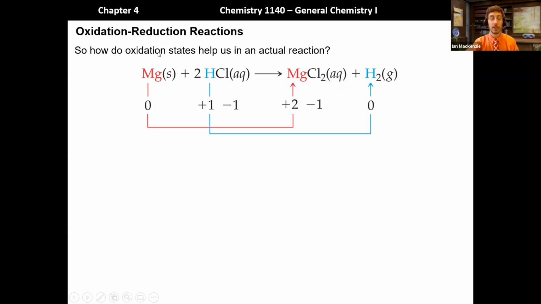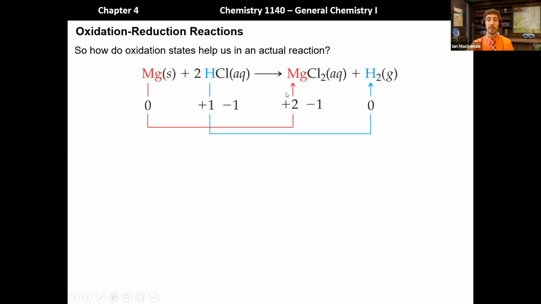So if I take this reaction between magnesium and hydrochloric acid, and I just go through and assign the oxidation states at the beginning, so magnesium, it's just magnesium metal, that's the elemental form. Its oxidation state is 0. There's no charge associated with it or anything. In HCl, well, H is bonded to a nonmetal, so it's +1. Cl must be -1 in order to balance it and have a neutral compound.